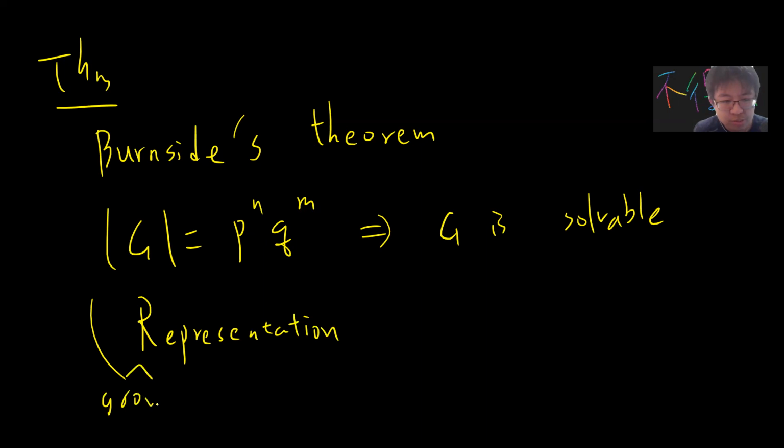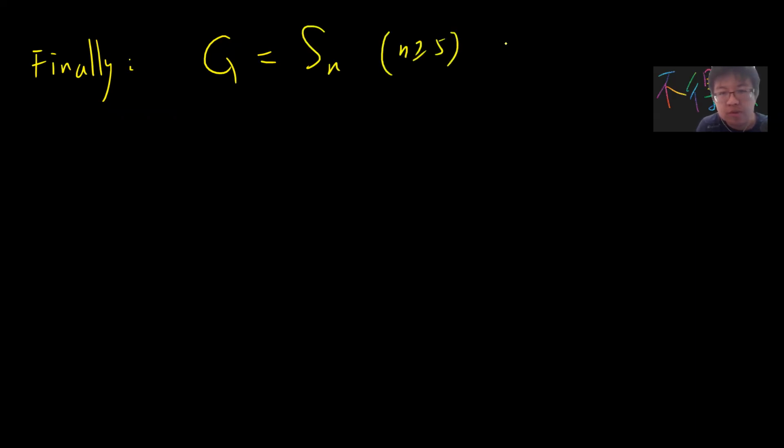You need to use the group representation. Okay, so finally, I want to prove the famous result, which we will use in Galois theory. So G equals Sn, for n greater or equal to 5, is not solvable. Probably this is the first non-trivial proof that you can try to prove. You want to prove that this is not solvable. Okay, so let's see the proof.